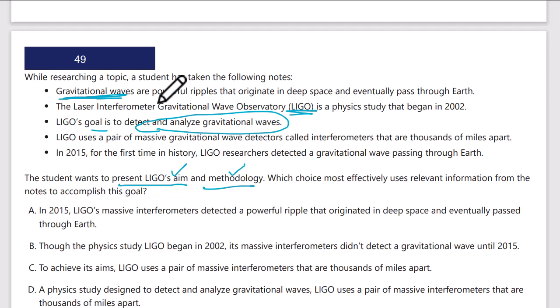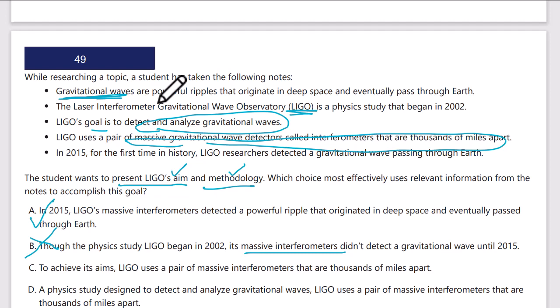In 2015, for the first time in history, it detected a gravitational wave passing through Earth. So I want these 2 bits of information. I want the purpose and I want the how, which are these. So in 2015, LIGO's massive interferometer took a power ripple. That's not the purpose or the method. Through the physics study LIGO began in 2002, its massive interferometers detected a gravitational wave. I mean, that might be true, but it doesn't say too much about purpose there. It does say a little bit about method. And it's not wrong. So I should probably maybe question mark it, not X it, but that's not really it. I think we're going to find a better answer.